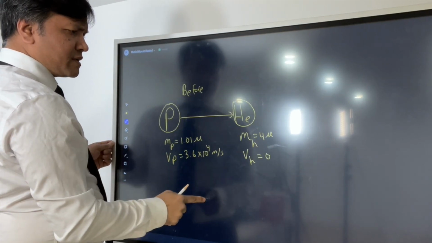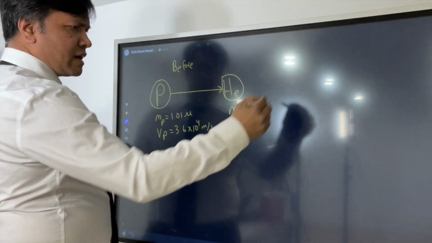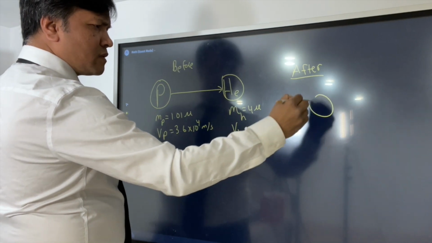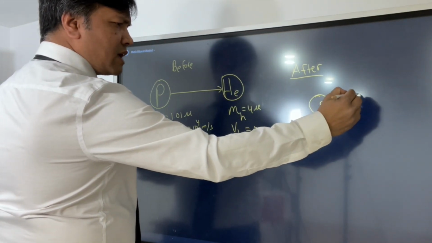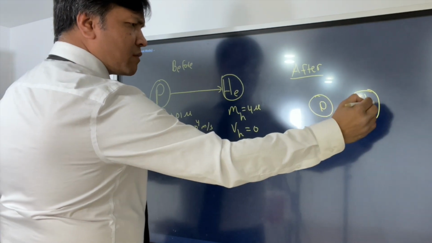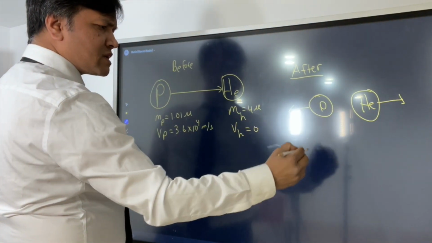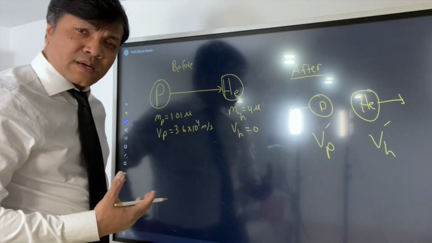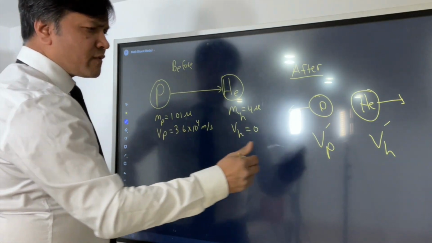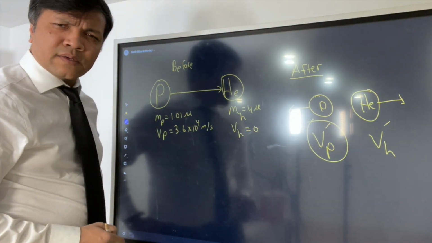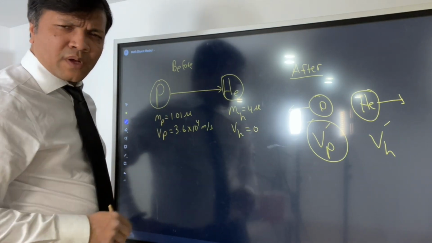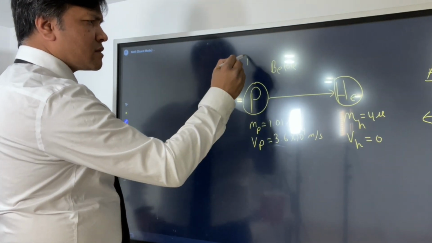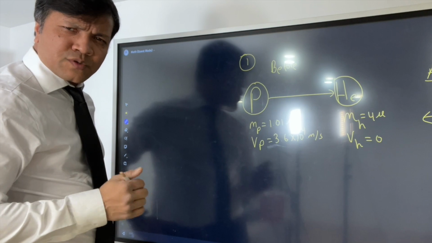So what happened after? After the collision, the proton and then the helium, the helium moves in this direction and the proton moves in this direction with velocities. You should use prime to make sure that this is after the collision. Okay, so our goal is to find v prime of p and v prime of h. So how can we find it? So this is our step number 1. So let's do step number 2.